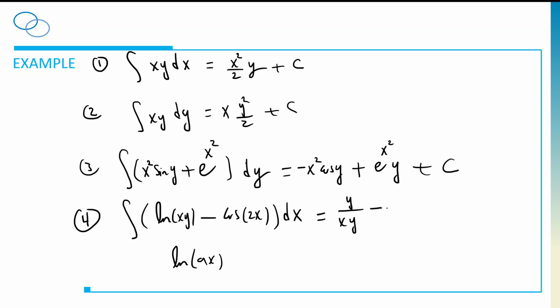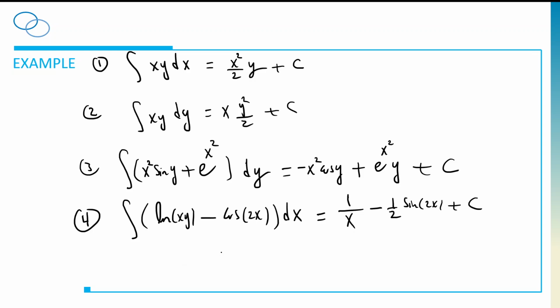And minus the cosine with respect to x. So this is half sine 2x plus c. This is y, I could just cancel them. And this is 1 over x. 1 over x, okay?